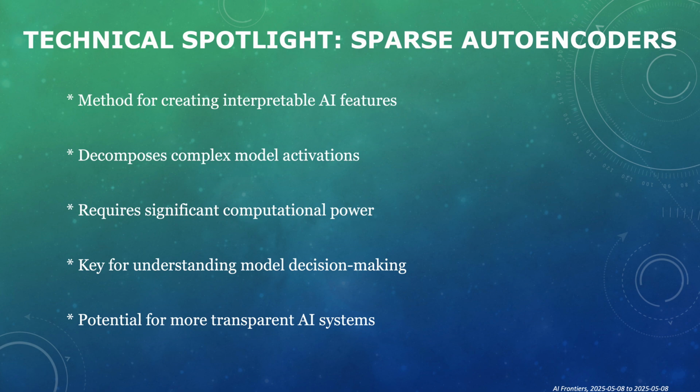Sparse autoencoders, as investigated by Deng and colleagues, offer important technical insights. These methods decompose complex model activations into interpretable features, providing windows into AI decision-making processes. While computationally intensive, such approaches are crucial for developing more transparent AI systems. The ability to break down and analyze model activations represents a significant step toward understanding and improving neural network operations.